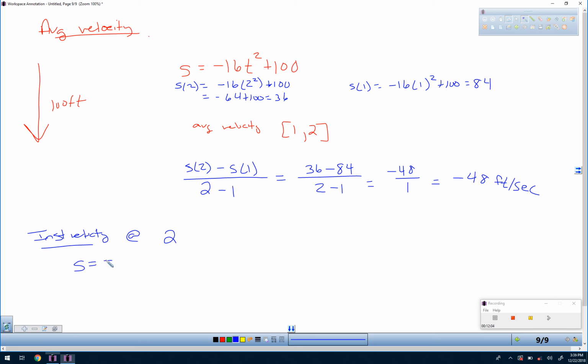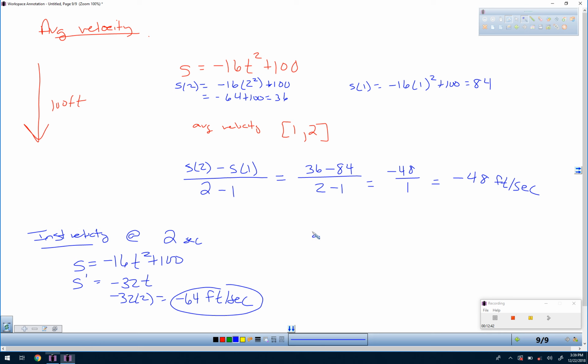So if you know the function, which is negative 16t squared plus 100, you take its derivative, which will be negative 32t, and the derivative of any constant is 0. Then you could simply substitute the value in for t, so at 2 seconds, plug in 2, so negative 32 times 2 is negative 64 feet per second. What's interesting is, on average, from 1 to 2 seconds, the object's falling at negative 48 feet per second. But specifically at 2 seconds, it's falling at 64 feet per second.